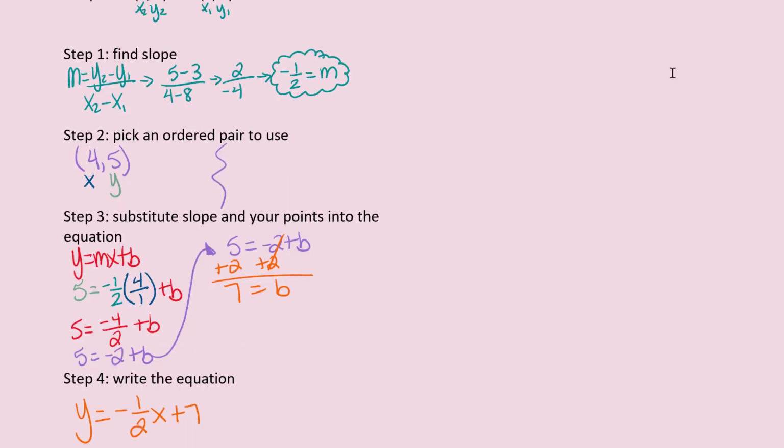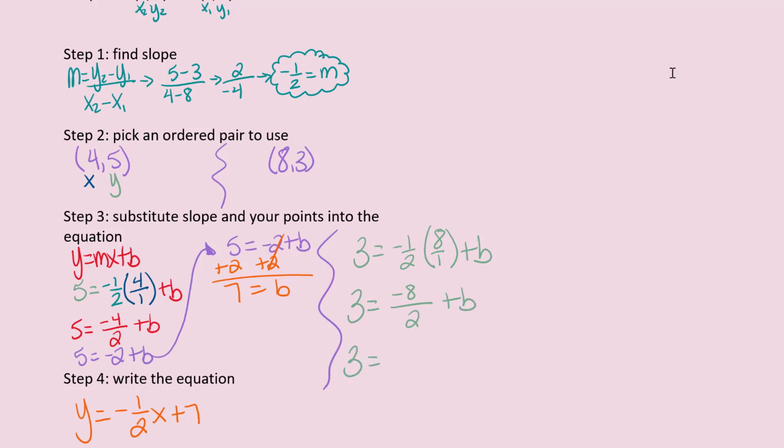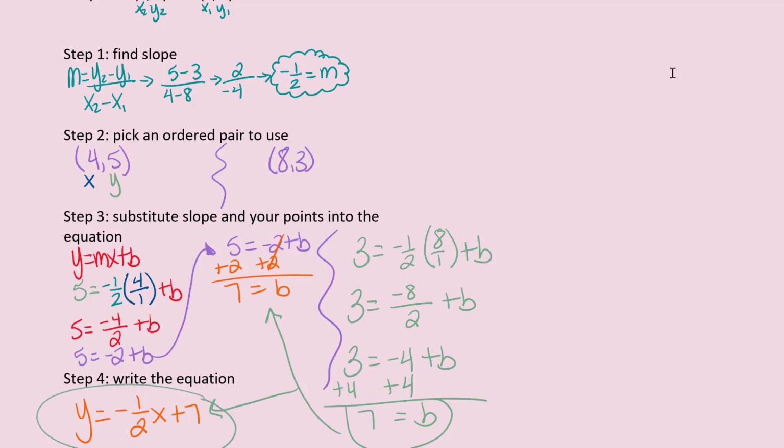Now again, if we chose to use the other point of (8, 3), we would have ended up with 3 equals negative 1/2 times 8 over 1 plus b. Negative 1 times 8 is negative 8. 2 times 1 is 2, plus b. Negative 8 divided by 2 is negative 4. And in order to get rid of that, we're going to add 4 to both sides. And we still get that our y-intercept is 7, which matches what we previously had, so our equation stays exactly the same. Y equals negative 1/2 x plus 7.